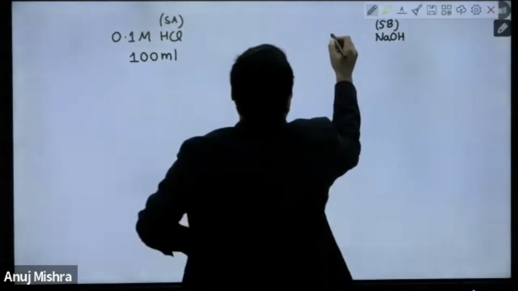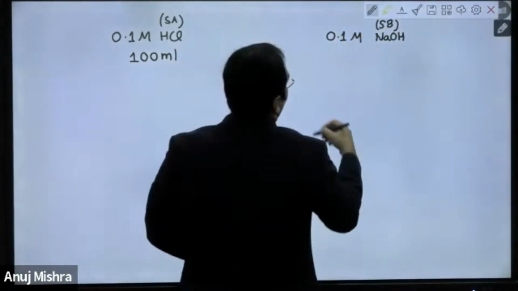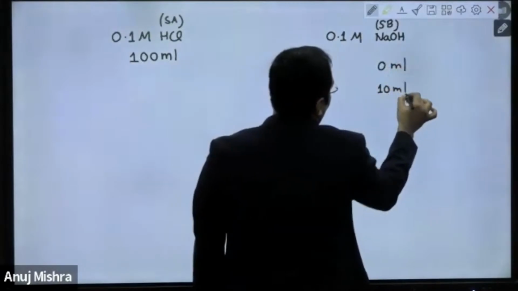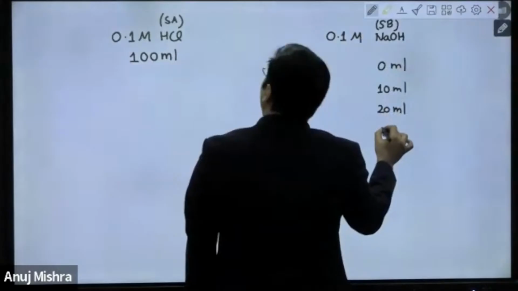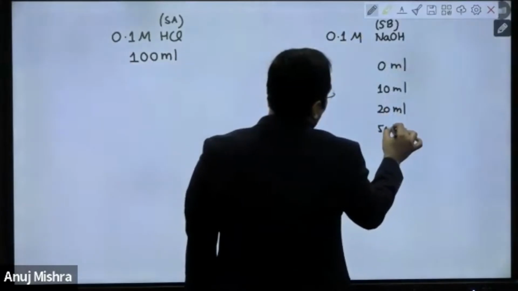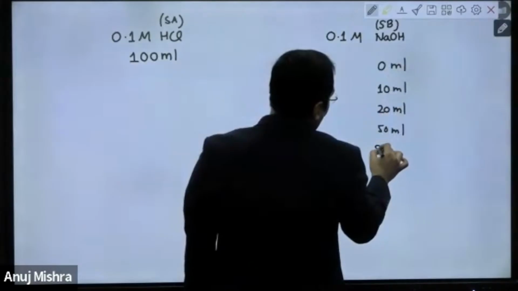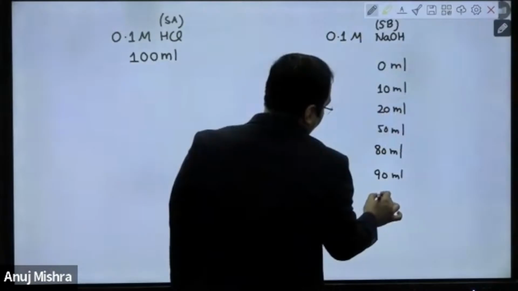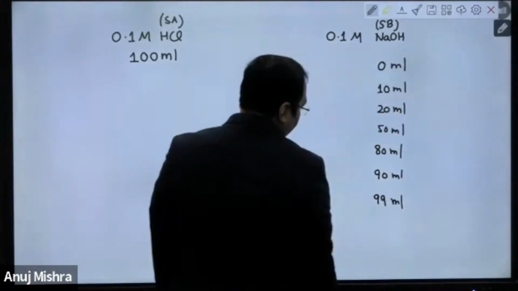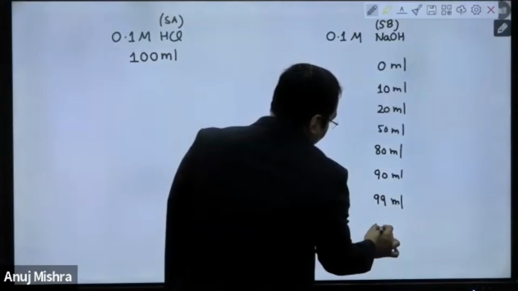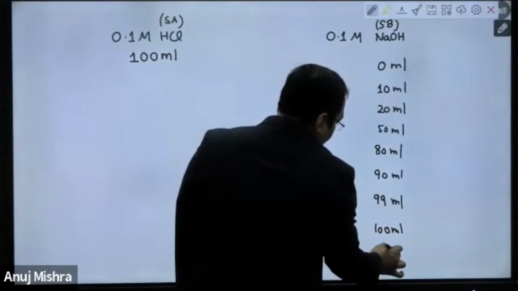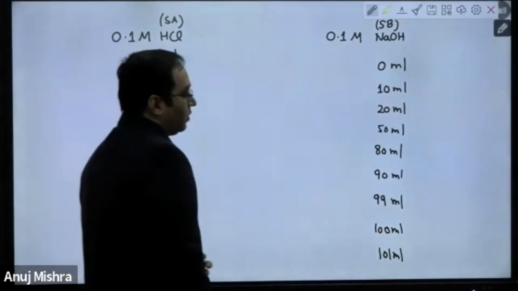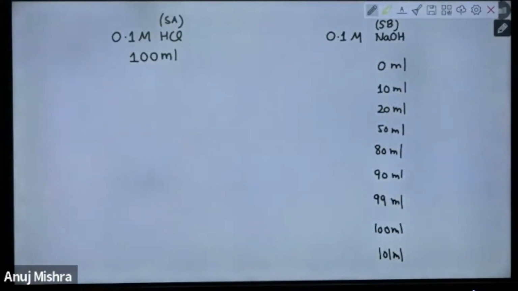Now do one thing for me. If 0.1 molar NaOH is given and you are using 0 ml of NaOH, 10 ml, 20 ml, 50 ml, 80 ml, 90 ml, 99 ml, 100 ml, 101 ml, what will be the pH value of the solution? How will you solve? Let's see all the cases one by one.